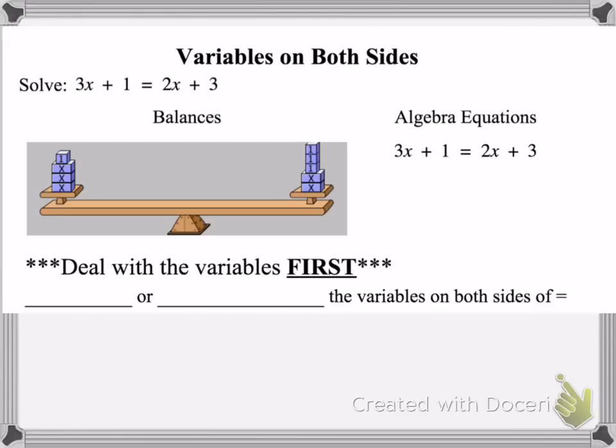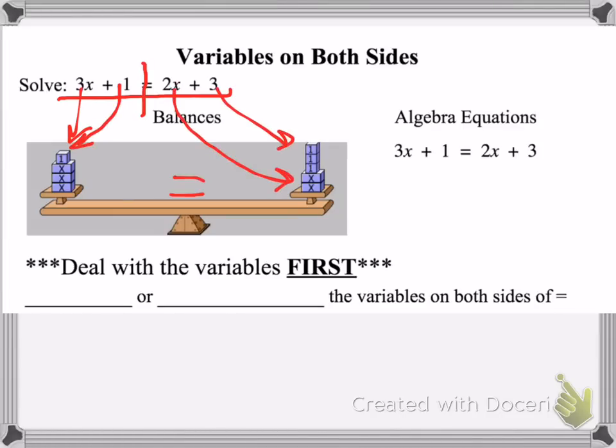So variables on both sides. We're used to seeing one x, but in this case we have an x on the left side of my equal sign, and we have an x on the right side of my equal sign. So we've got 3 x's on the left, which is modeled in our balance, plus 1. And then we've got 2 x's on the right, plus 3. So that's modeled very nicely.